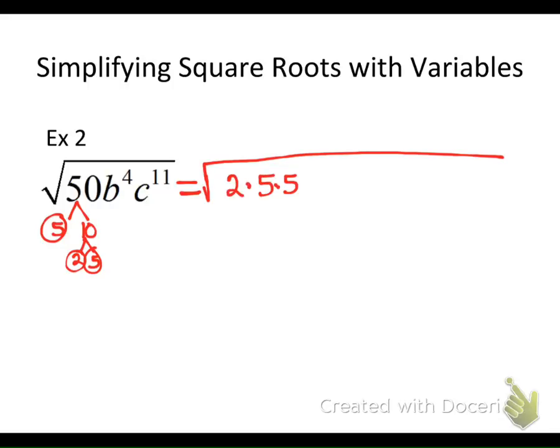Times 5. Now, how many times am I going to have to write my B out? 4. How many times am I going to have to write my C out? So write small. So I'm going to write my B out 4 times. I'll show you a shortcut.